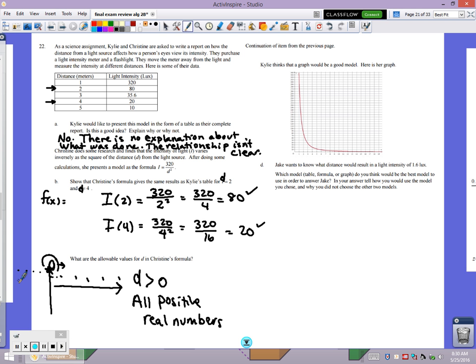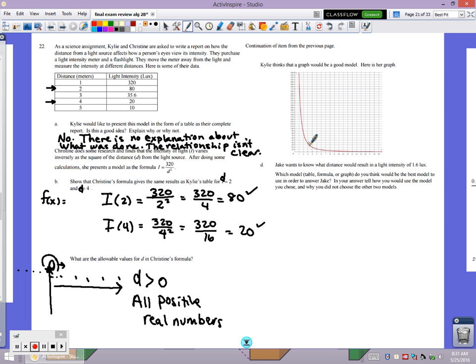So then Kylie thinks that a graph would be a good model, so here's her graph. One thing that I noticed about the graph is I don't see labels, so it's really important that when you see a graph, you identify, okay, wait, is this the distance or is that the distance?